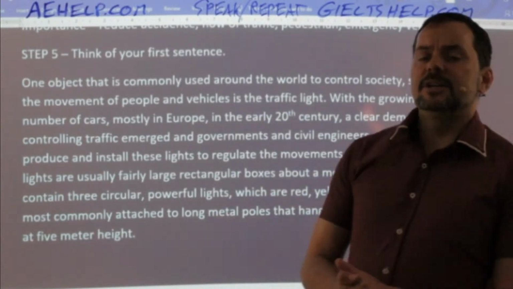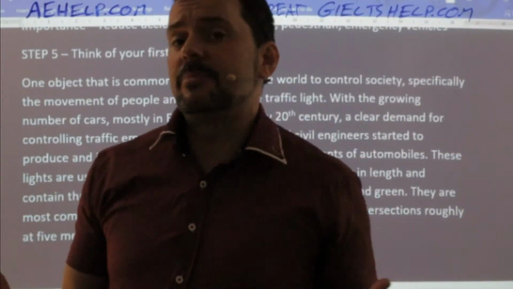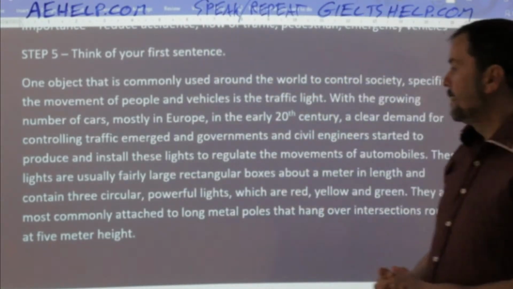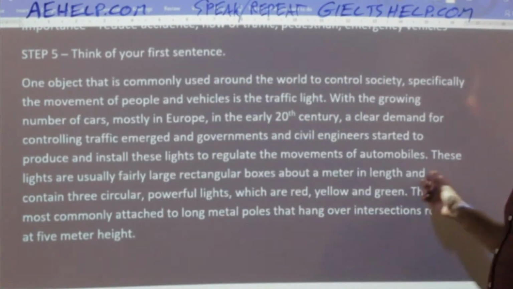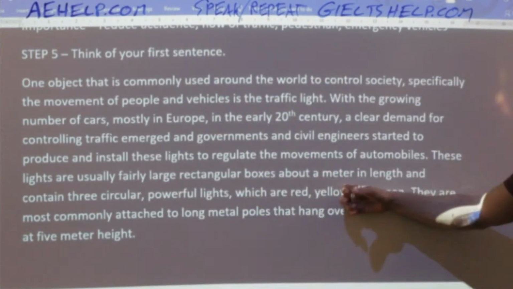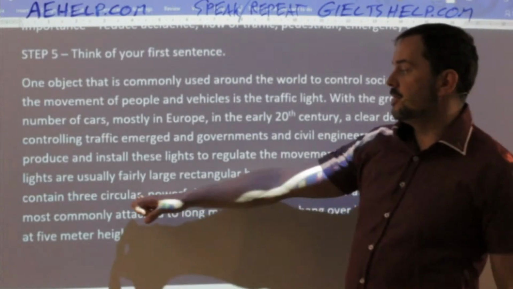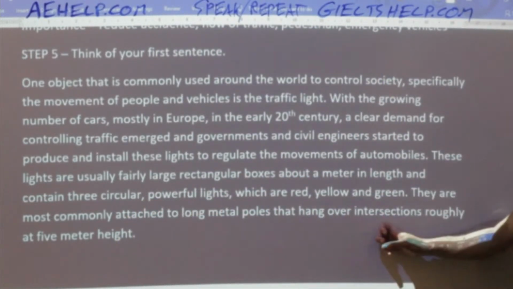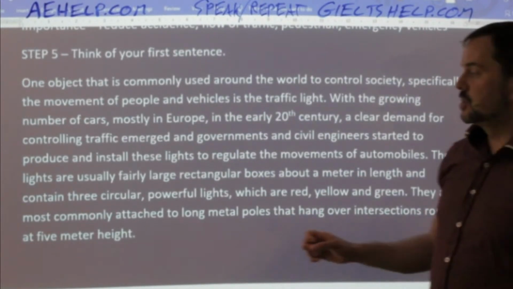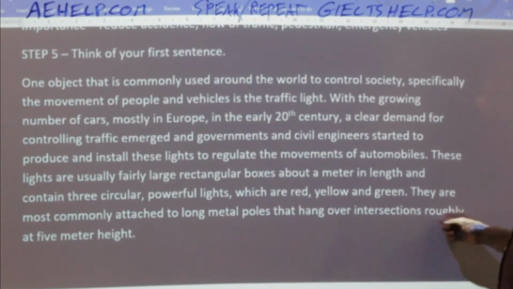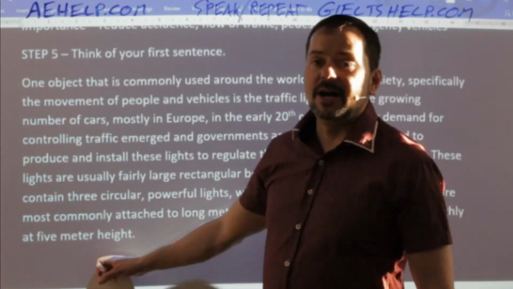So here is my description. So that's the next step, right? Describing their appearance, what they look like. Okay. So this is what I wrote. These lights are usually fairly large rectangular boxes, about a meter in length, and contain 3 circular, powerful lights, which are red, yellow, and green. They are most commonly attached to long metal poles that hang over intersections roughly at 5-meter height.